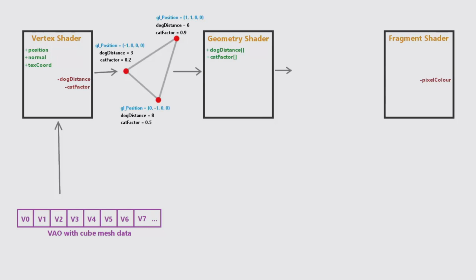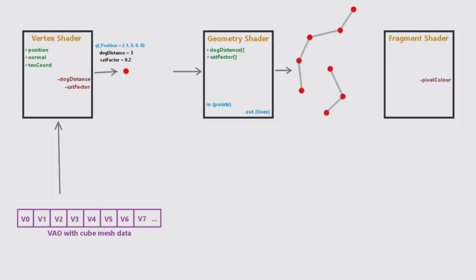And it doesn't just have to output the same primitive type as its input. For example, let's say that we're rendering points instead of triangles. The geometry shader executes once for each point, and for each point it could generate 2 triangles, or maybe 6 lines, or whatever you want. It's totally up to you what your geometry shader does and outputs, and the only restriction is that it can only have one output primitive type. So you can either choose to output triangles, lines, or points. You can't output a mixture.